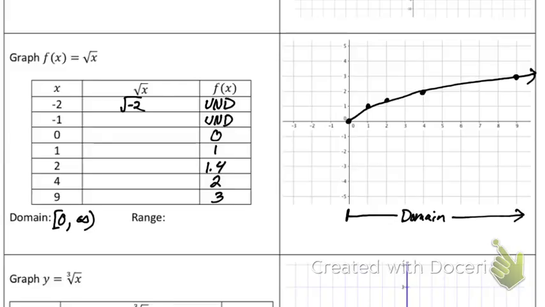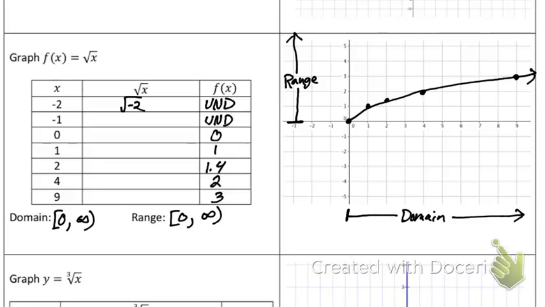Our range, I would probably write this on the right side. I just don't quite have the room, so I'm going to do it on the left side. Our range starts here and goes up. And it actually goes up forever. All right, so our range is going to go from 0 to infinity as well. Which also makes sense, because if I can't plug a negative in, I'm most likely not going to get a negative out.